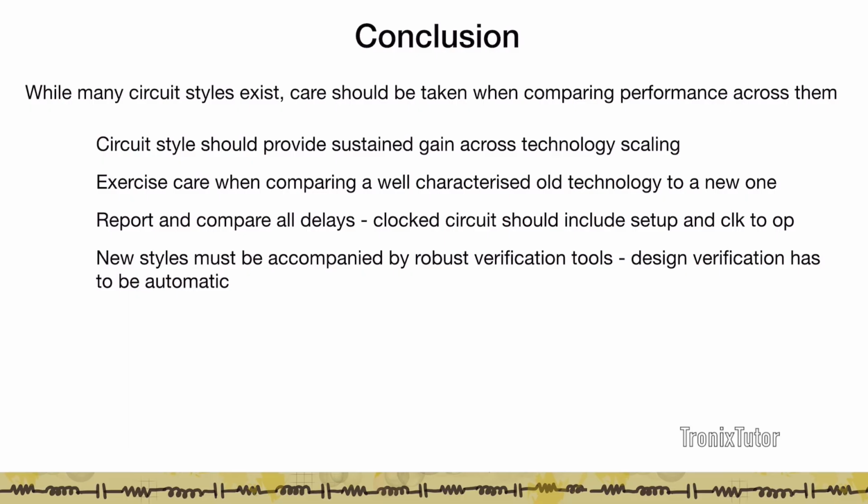So to conclude, while many circuit styles exist, care must be taken when you're comparing performance across them. Circuit styles should provide sustained gain across technology scaling. This becomes important, and this is the reason why some of those older circuit styles have lost favor. When you compare a new circuit style, it's important that you compare it to a well-characterized old technology, and therefore when you do your comparison, you make sure that you're comparing a lot of circuits, because when you compare it to a characterized old technology, one or two applications might seem faster, but when you look at the overall picture, the old technology might work out beneficial in the end.